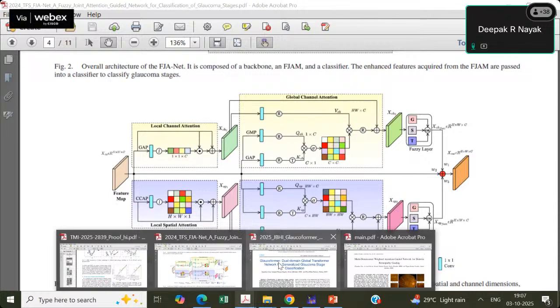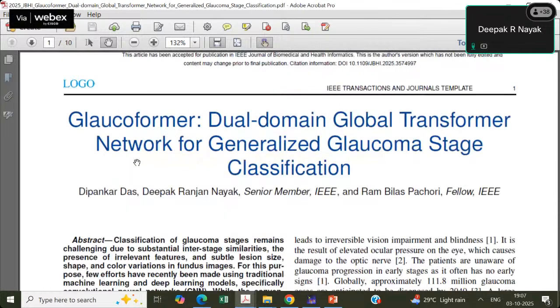Also, there are other contributions which we have made recently. There is another paper which we have published recently, on GlaucoFormer, the name which we have given, where we have used transformer-based architectures for generalized glaucoma stage classification.